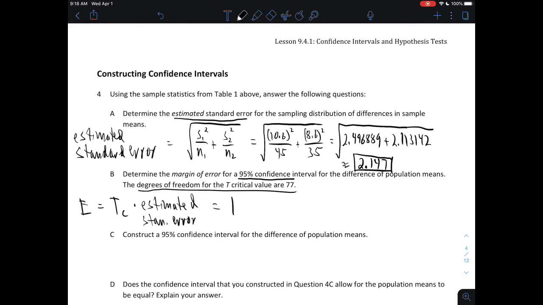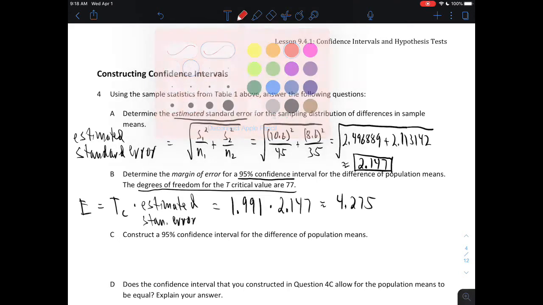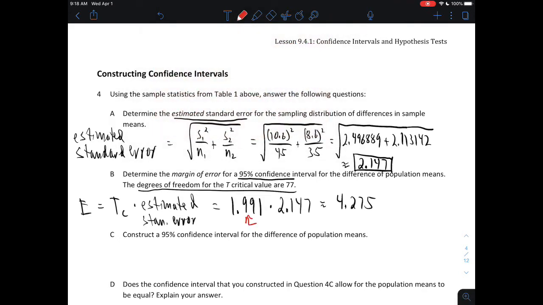It is 1.991, and the estimated standard error that we had from Part A is 2.147. And when I multiply those two numbers, I'm going to get approximately 4.275.